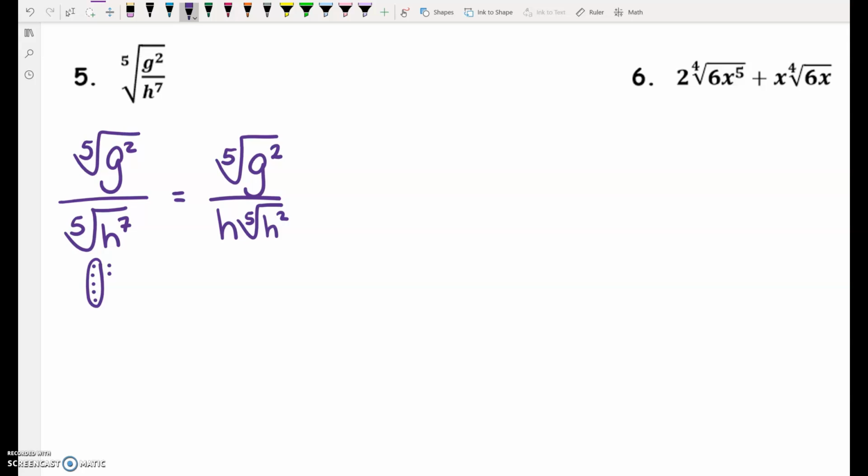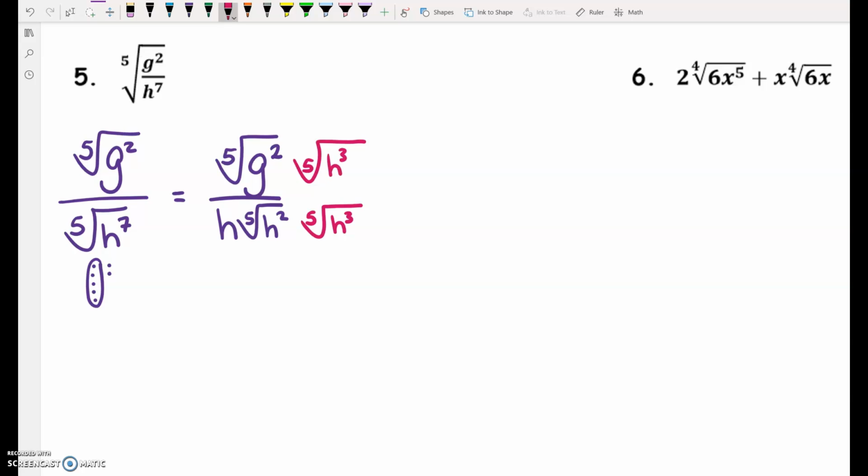Now, that's our simplified answer, but mathematically, can we leave our answer like that? There's a radical on the bottom. That's bad. So we need to multiply the top and the bottom by something to make that radical go away. We currently have 2 factors of h. How many factors of h do we need for the 5th root to go away? We need 5. We have 2. How many more do we need? 3. We need to multiply by the 5th root of h to the 3rd.